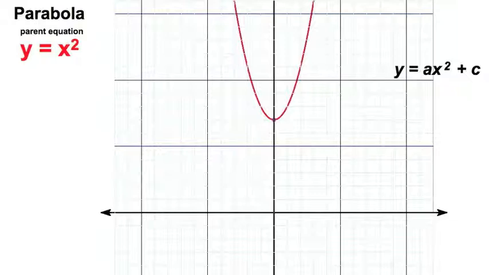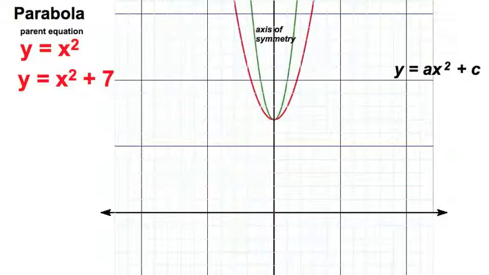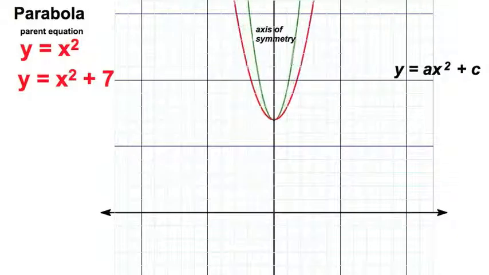Right now, it looks like I've changed the equation. Y equals x squared plus 7. 7 is the y-intercept right there. And that's going to be the vertex of this parabola, which still has its axis of symmetry right here on the y-axis.